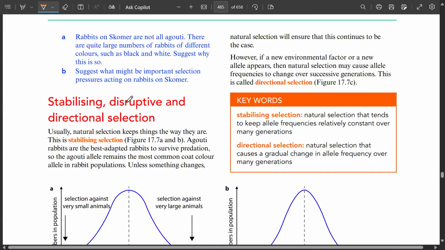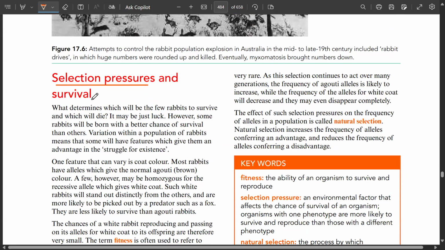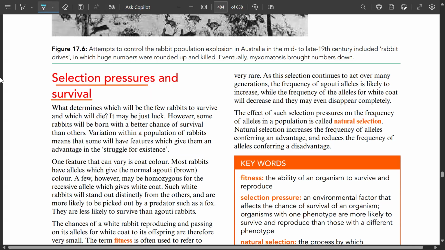Is it clear? Yeah. Selection pressures and survival. What do you understand by this term? I don't know. What determines which will be the few rabbits to survive and which will die? हमने ऊपर कहा ना कि एक population है, उसमें से few of the rabbits will survive, few will not. वो जो few survive करें, वो कौन decide कर रहा है? Survival of the fittest. It may just be luck.